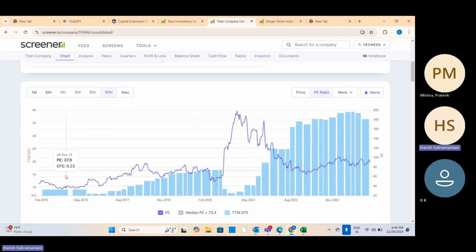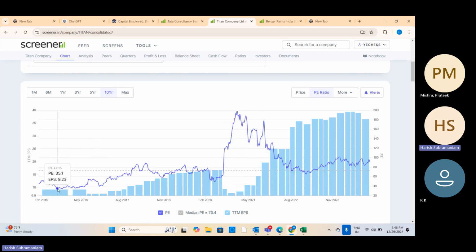So PE ratio was some 35 here, and then it went up. Okay, this was during COVID. During COVID, the company's profitability went down, so the PE went abnormally high. But on average, let's take this period. Let's not consider COVID. This was an exception.